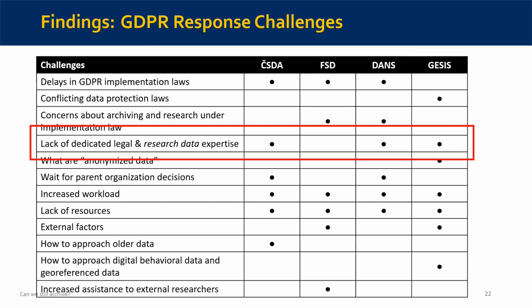And the other one is that the Czech archive, DONS, and GASIS all highlighted a lack of internal or parent organizational expertise in legal and research data aspects of data protection, which limited their ability to seek advice and actually put the archive in the position of being that person that others came to asking for advice, increasing their own administrative and bureaucratic burdens.